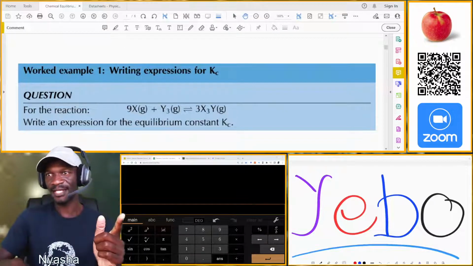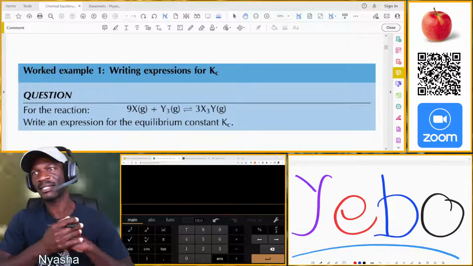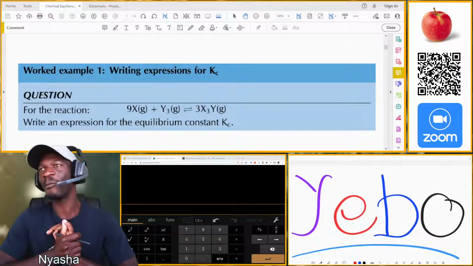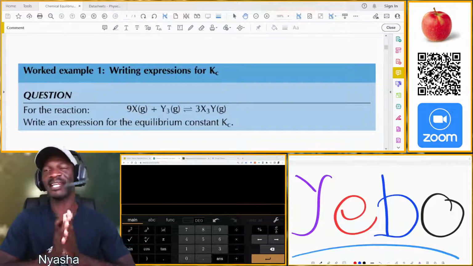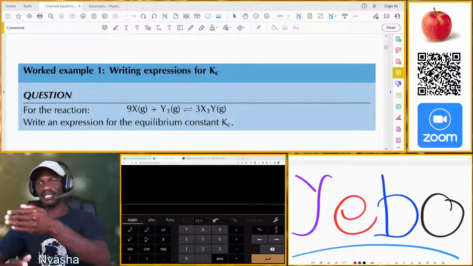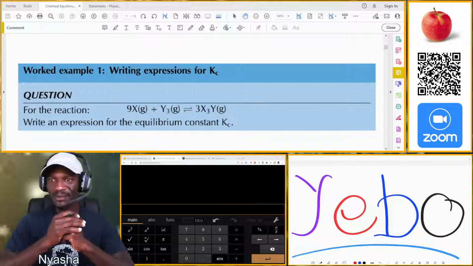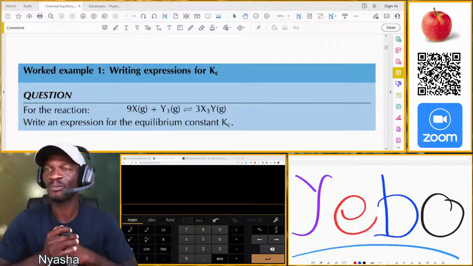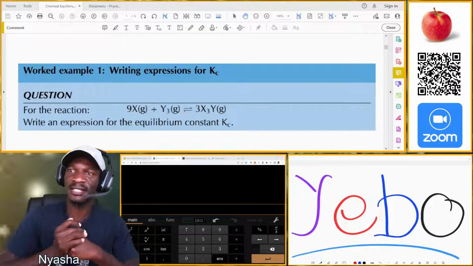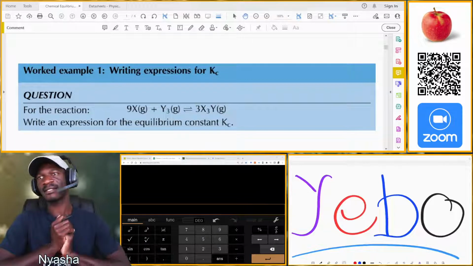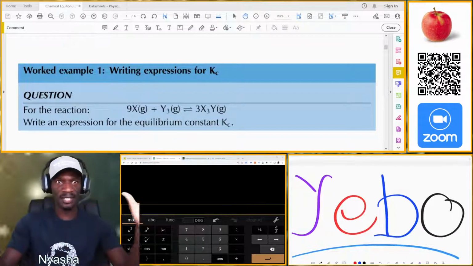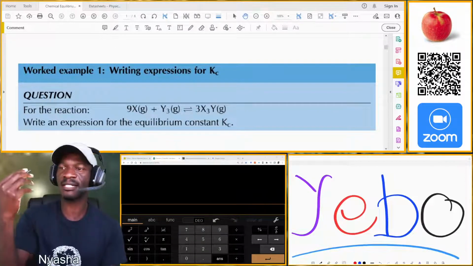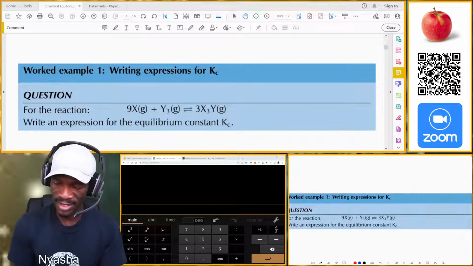If it is reversible, it can take place in the forward direction. So you've got 9X gas plus Y3 gas. They react to form X3Y gas. This is the forward direction. But this chemical reaction is also reversible, so X3Y gas also dissociates into 9X gas plus Y3 gas. These are not elements that we know. This is just an example that will guide us into how to express Kc.